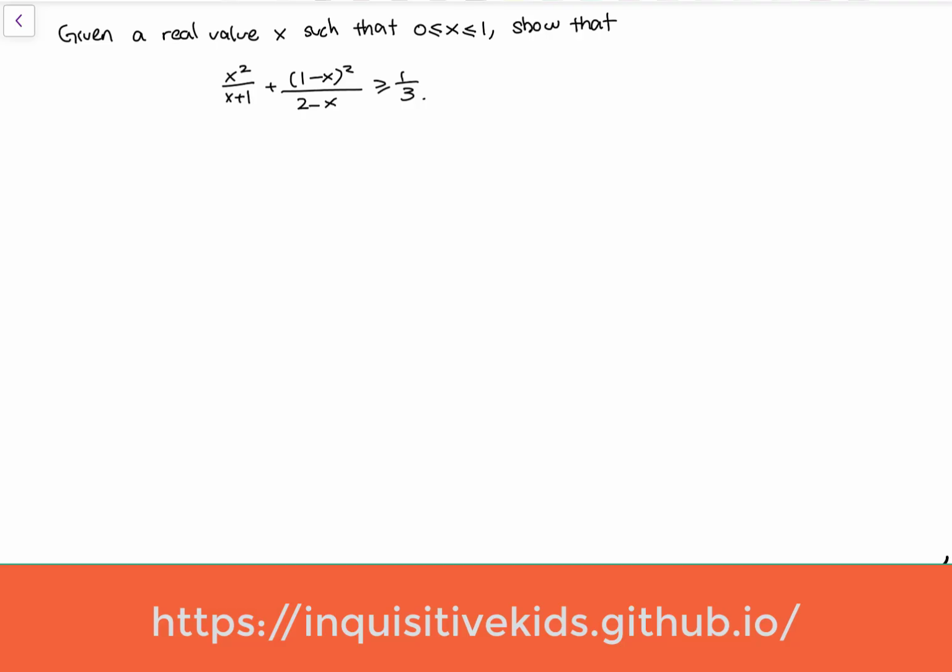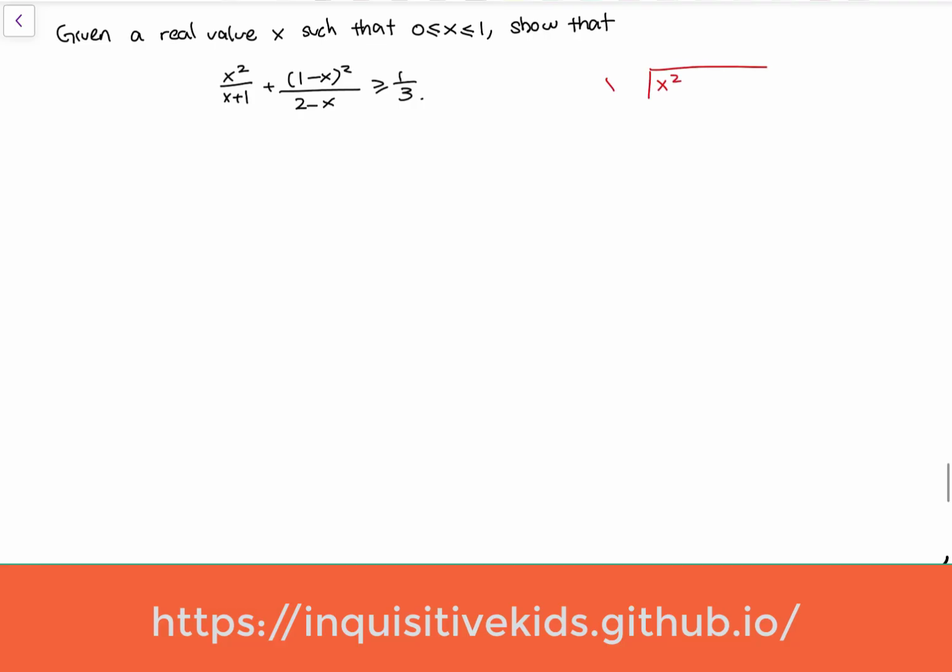So let's use AM-GM. We notice that the degrees of the numerators in our fractions are greater than the degree of the denominator. So when we see something like this, our first reaction is to try to use polynomial division in order to simplify the terms. So let's go ahead and rewrite each fraction.